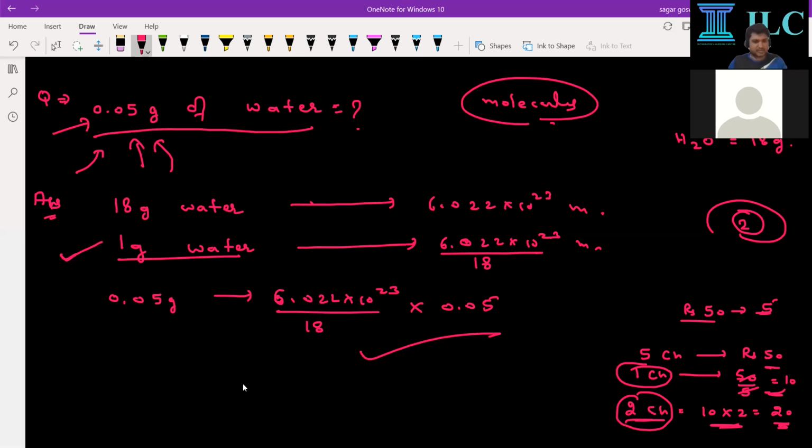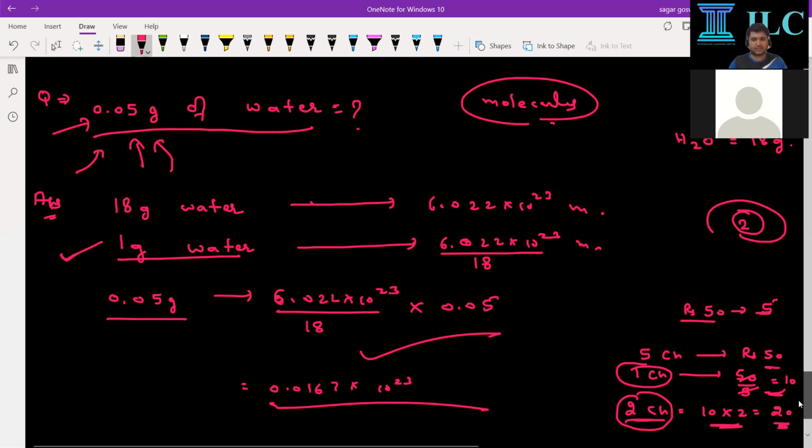Okay. So after solving it, you will get approximately 0.0167 into 10 to the power 23. That is the number of molecules present in 0.05. Now, Vishnu, you have to tell me, you can use the calculator as of now.